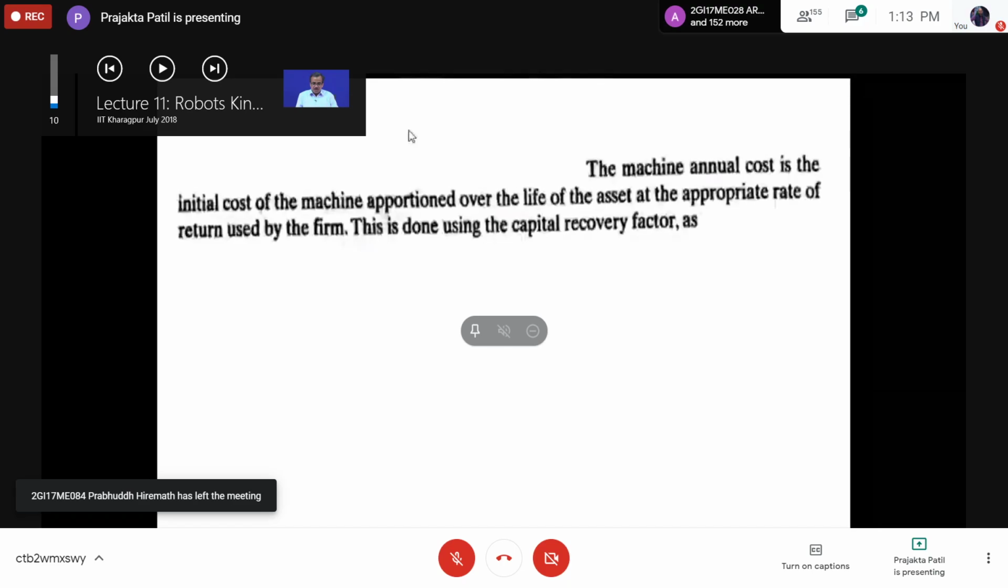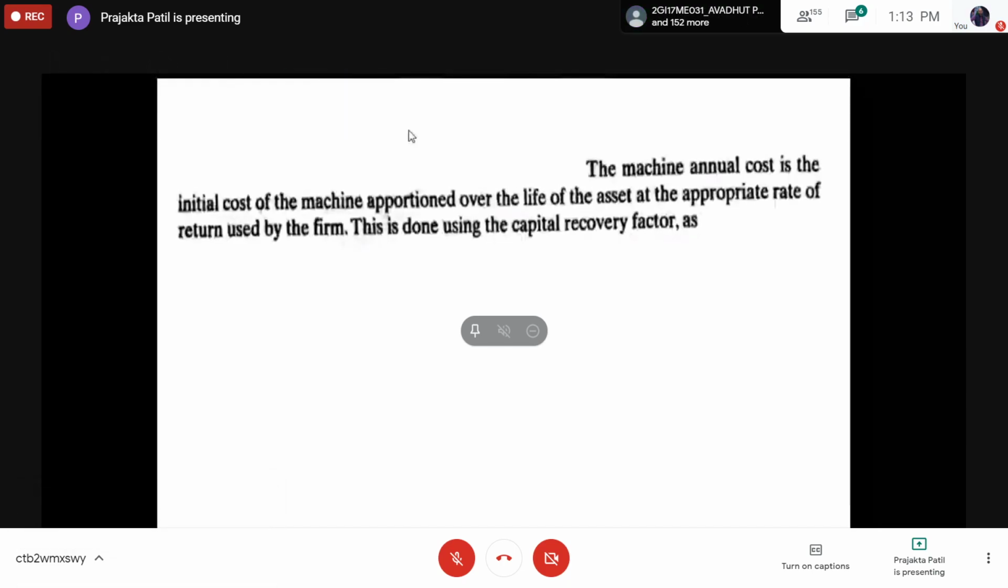So to deal with this difficulty, it is appropriate to divide the cost of a worker who is running the machine into two components.